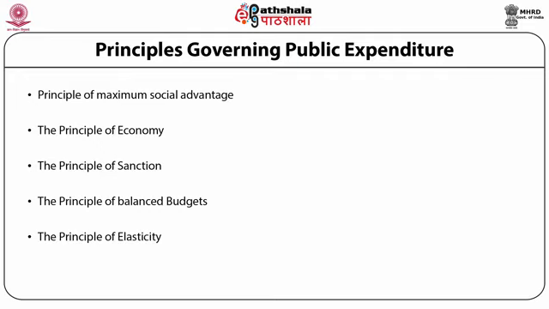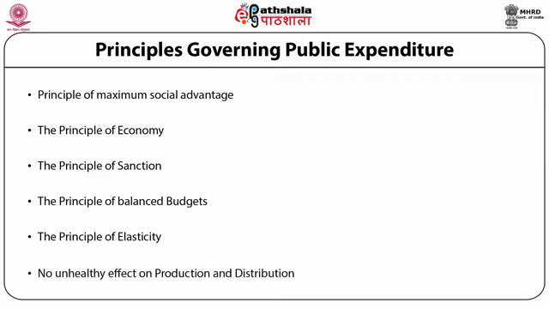Then the principle of elasticity. According to this principle, the government expenditure should have built-in flexibility. It means that it should not be rigid. As and when need arises, it should have flexibility to change. For example, in case of recession or slowdown, it should be possible for the government to increase the expenditure so that economy can be lifted from the grip of recession.